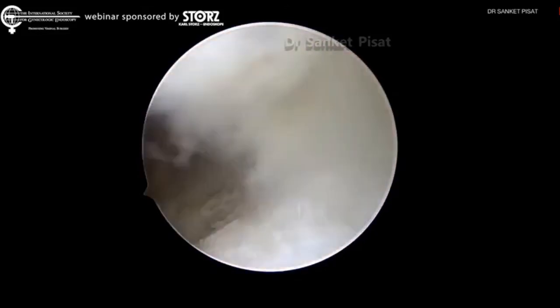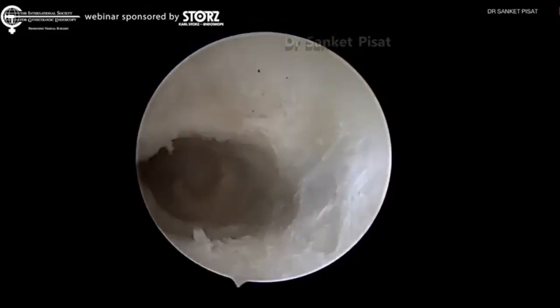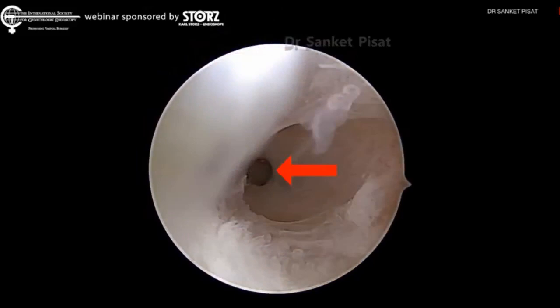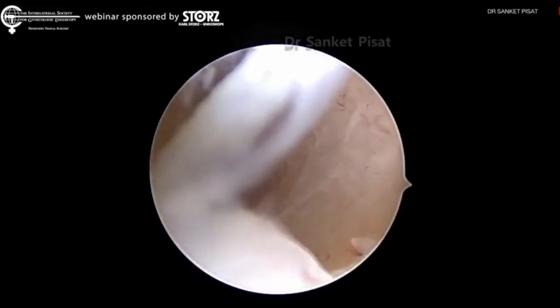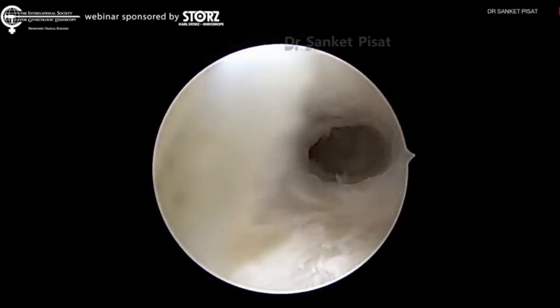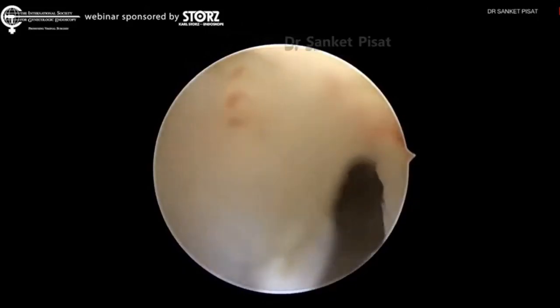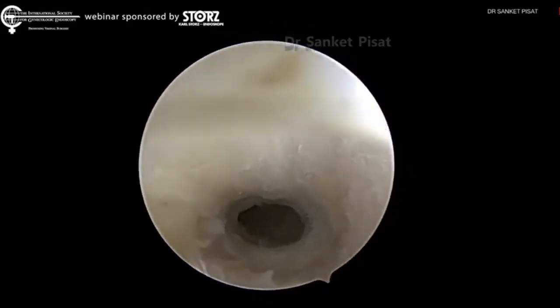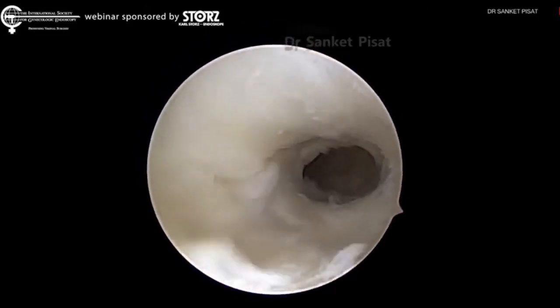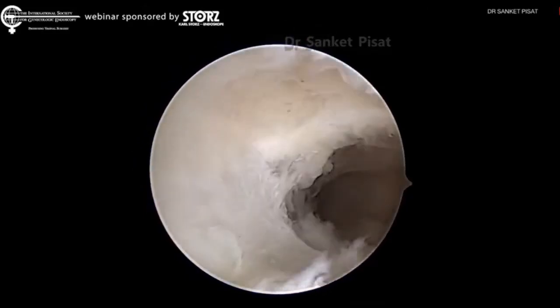Now the telescope moves inside after lysing those adhesions at the internal os, and once the telescope moves inside, the right ostium is now clearly visible. So we now know where the internal os is, and we know where the right ostium is. As we have discussed before, it is now possible to recreate the cavity to the best possible extent.